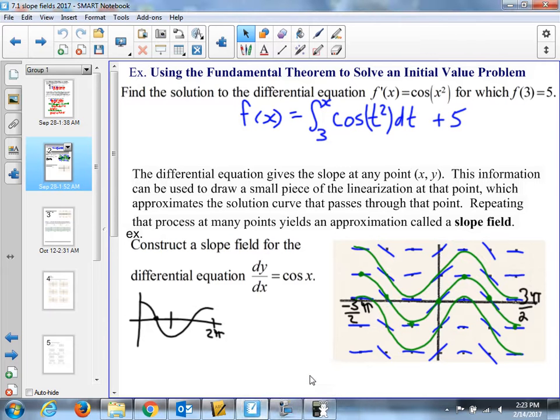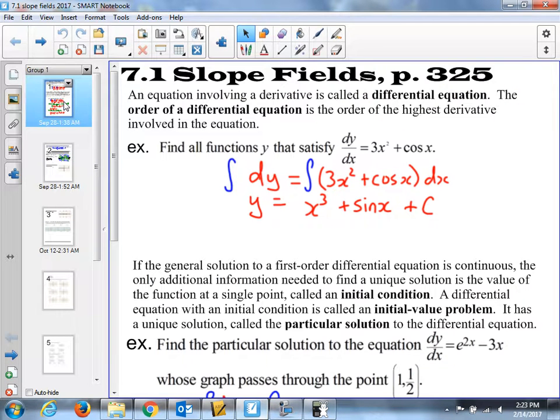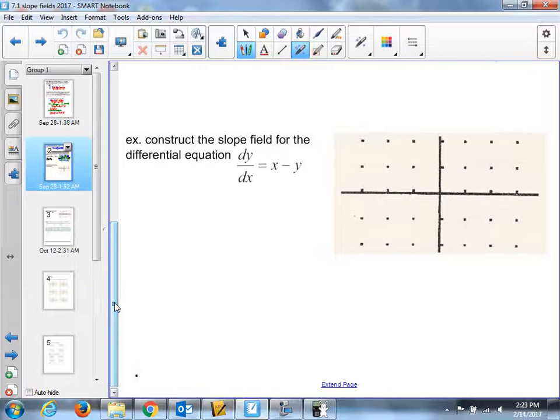Continue on with slope fields. We call it a separable differential equation, we have to be able to separate this. We won't focus on that so much right now. We'll look at another one.